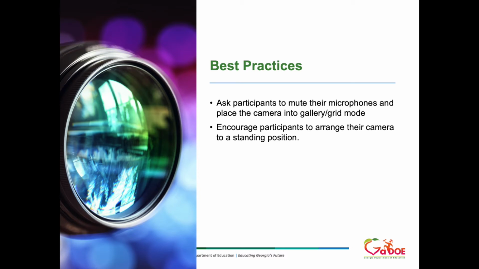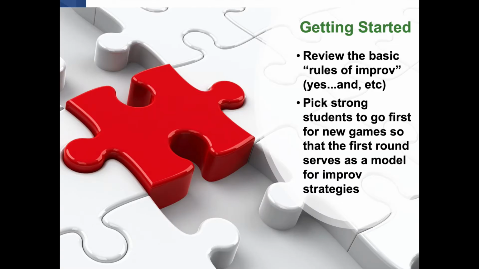Ask participants to mute their microphones and place the camera into gallery or grid mode. Encourage participants to arrange their camera to a standing position. Seated performance is difficult even for the most experienced actors. Getting actors on their feet ensures that they will remain physical as well as vocal. Review the basic rules of improv.